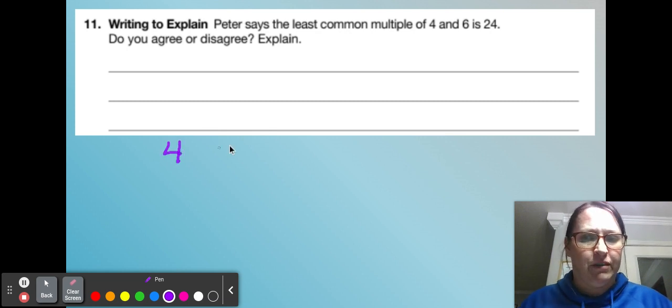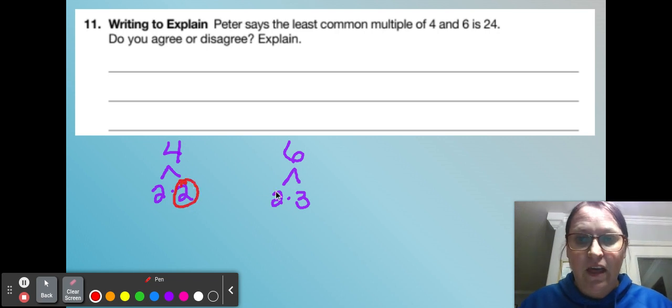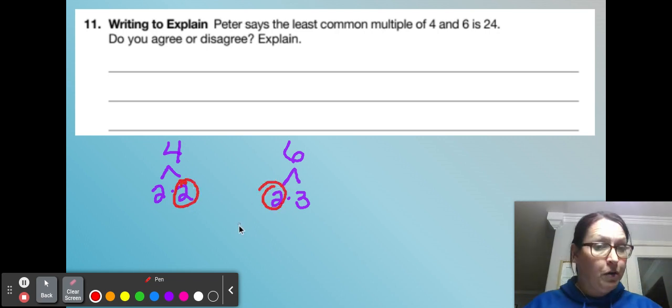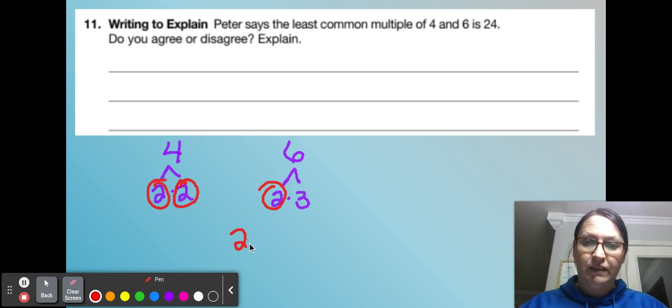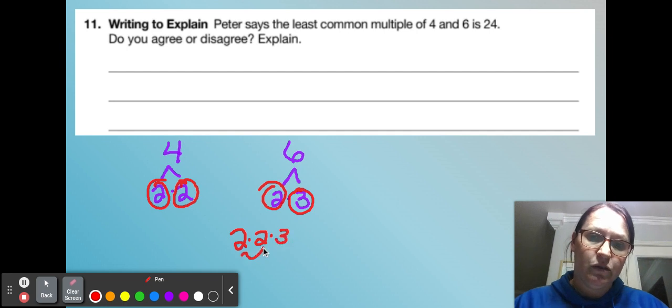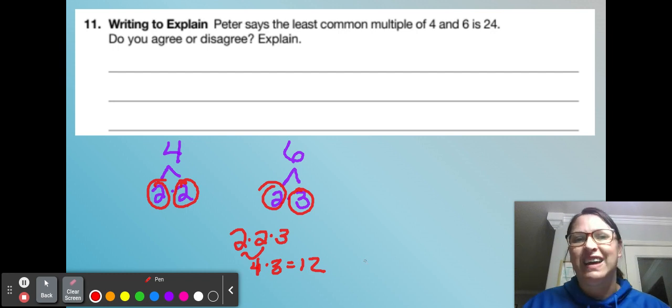But if I do my prime factorizations, 4 is 2 times 2, and 6 is 2 times 3. First thing I have to do is circle my common factors. They both have a 2. I'm going to circle both 2's, and I'm going to write it one time. Then I'm going to write down this 2, and I'm going to write down this 3. 2 times 2 is 4 times 3 is 12. The least common multiple for 4 and 6 is actually 12.